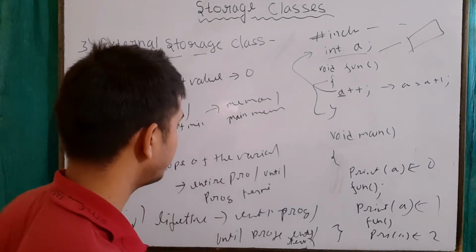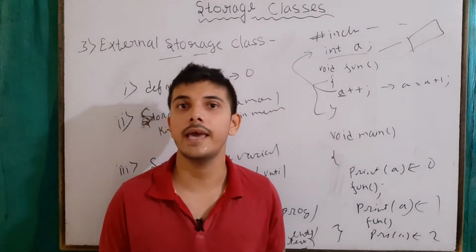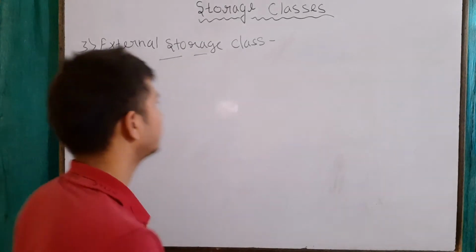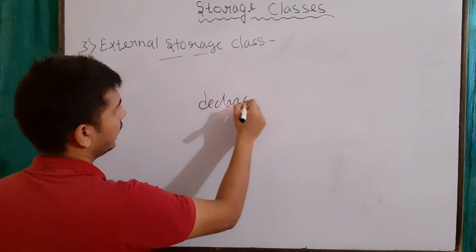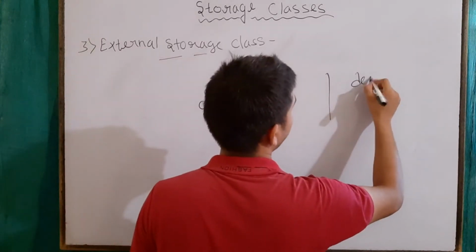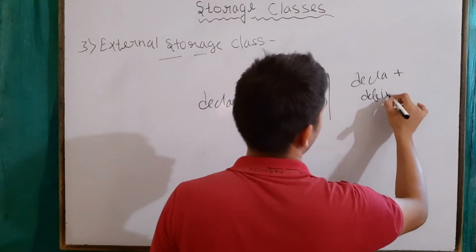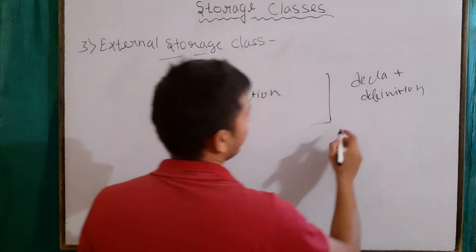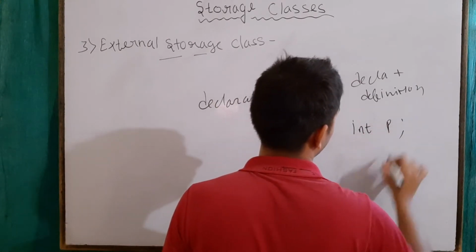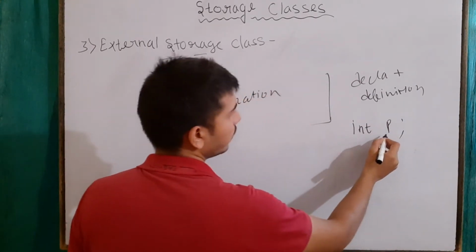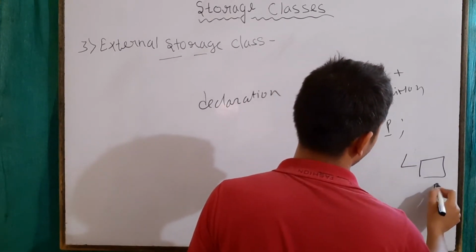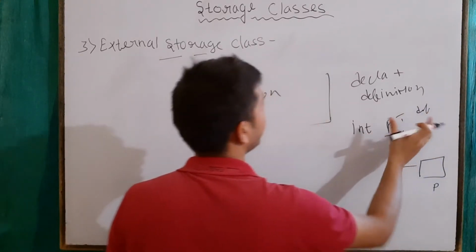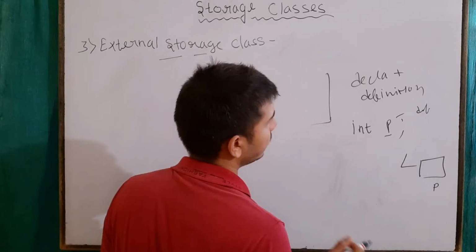Now there is another concept regarding the external storage class, which is the extern keyword. So let's talk about the extern keyword. There are two things: first is only declaration of a variable, and another is declaration plus definition of a variable. First let's look at this one. When I write int p, only this, it means that some memory is allocated to this variable, and there will also be some default value. We studied default value in the previous video. You can look at it.